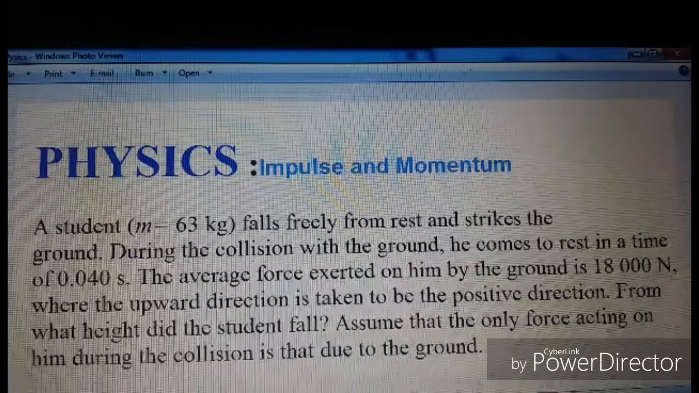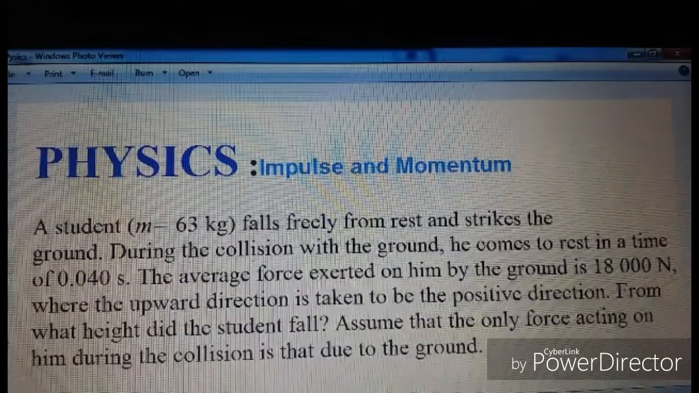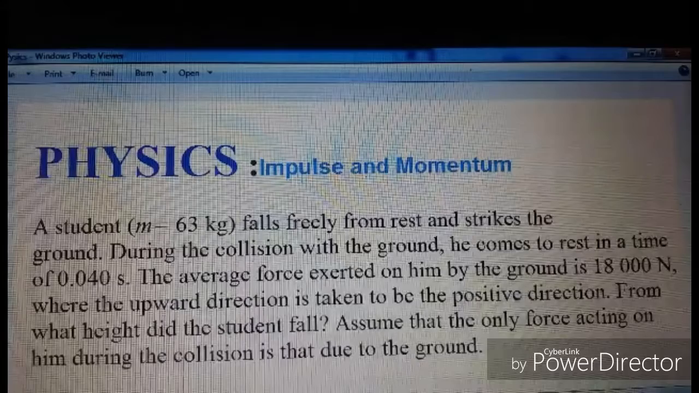In physics about impulse and momentum. So you can just pause the video and read the problem, then I'll come back to you to show you how to solve it. Thank you.